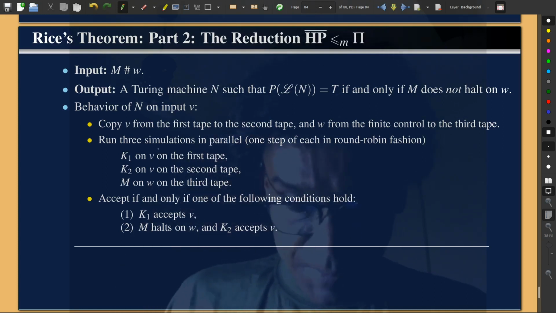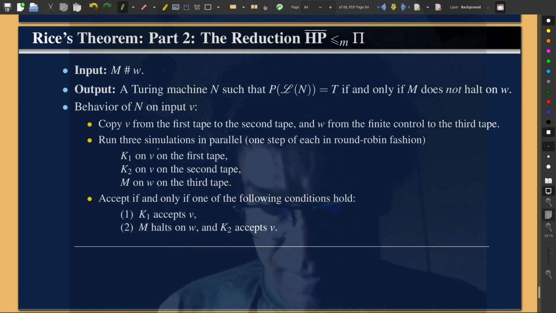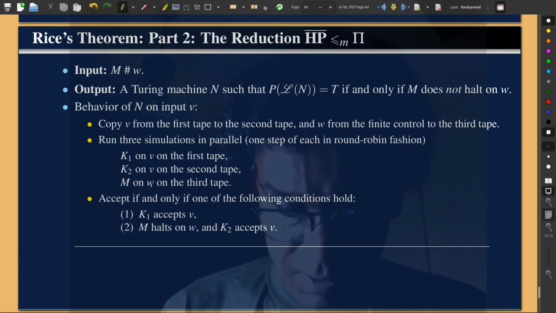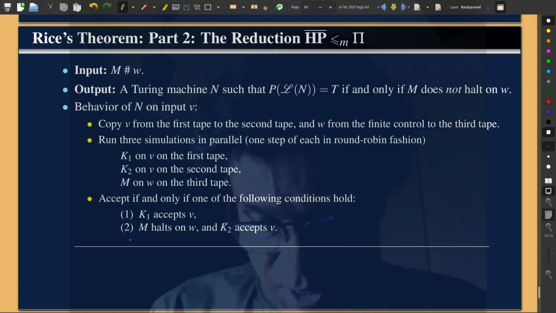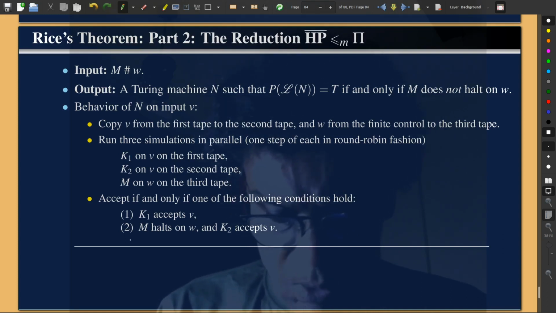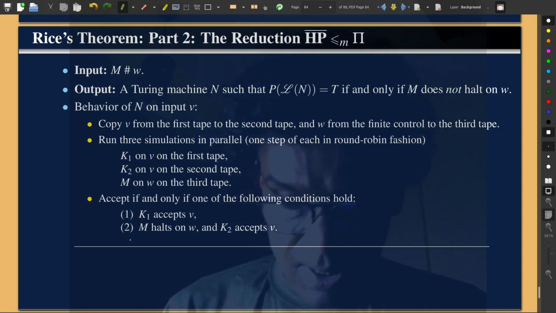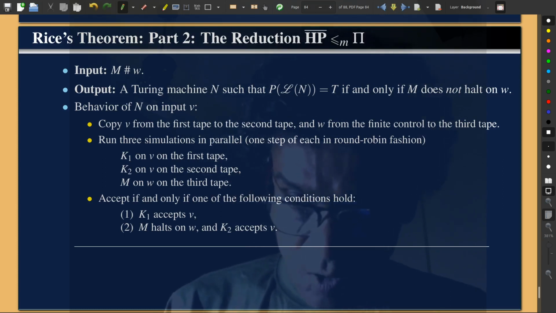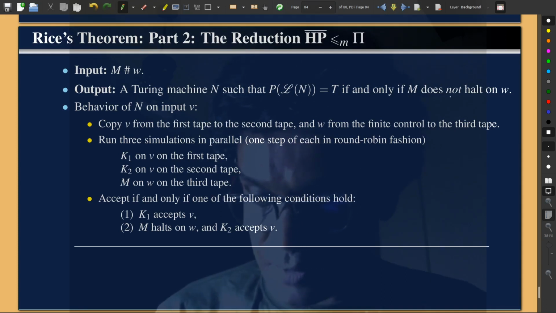Okay, so this can be done by N, right? Given that it can perfectly simulate M on W, K1 on V, and K2 on V. Okay. So now let us see what is the language accepted by this output Turing machine N in the two cases: when M does not halt on W and when M does halt on W.